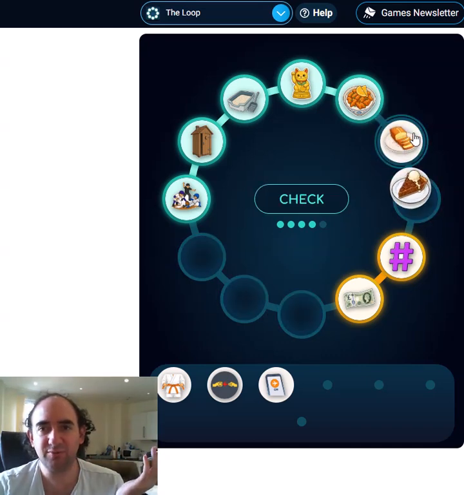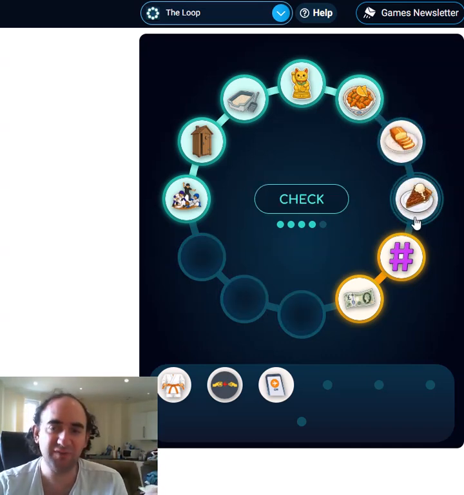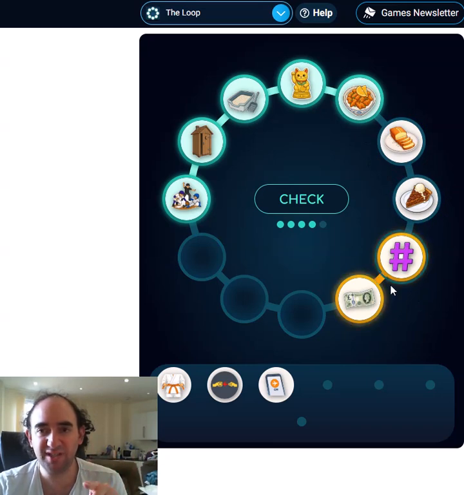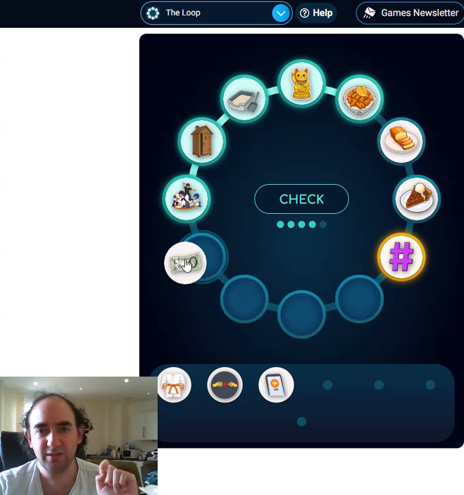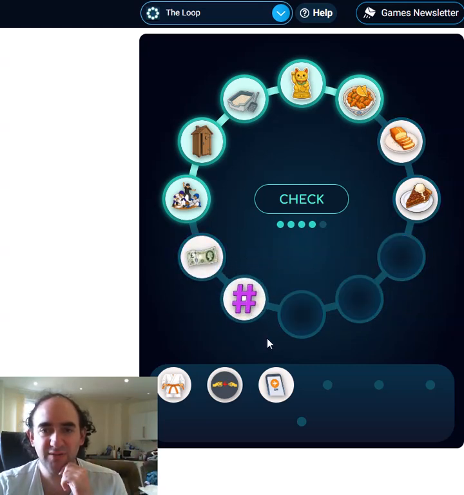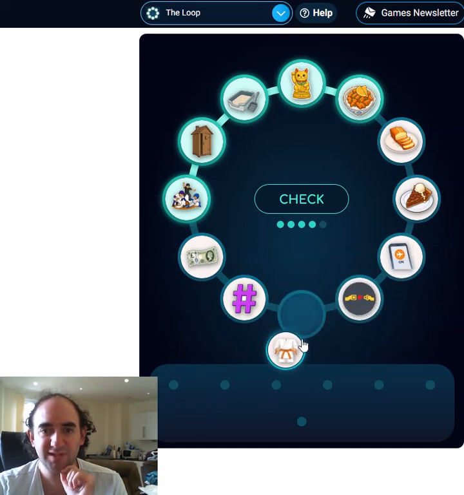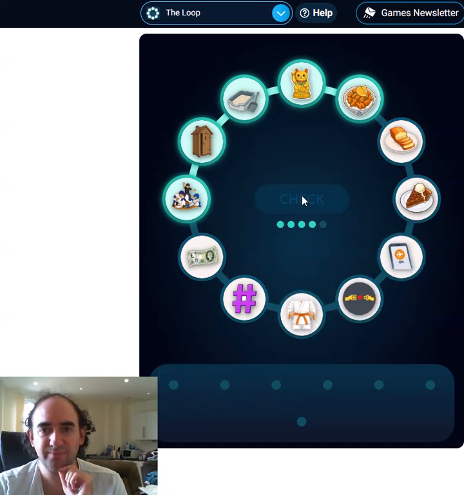Maybe let's just swap these 2 round, because I'm still reckoning that the food goes in a row. That would mean that these 2 have to go in these 2 positions. Let's put them that way around, I don't know why. And then we'll put these 3 in here and see if that is correct.